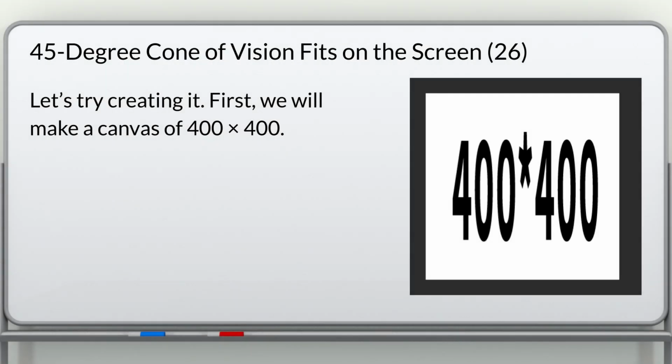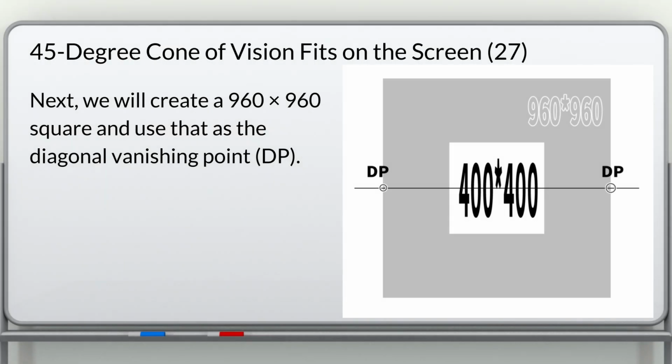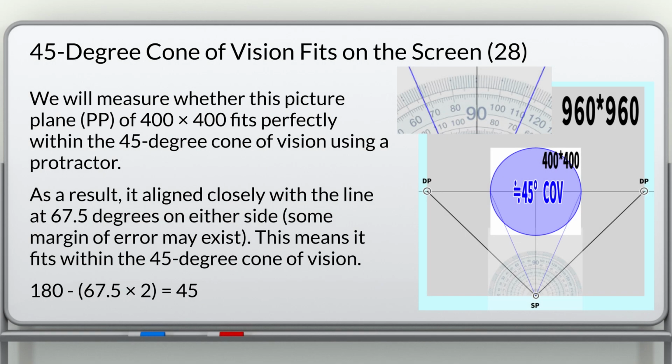Let's try creating it. First, we will make a canvas of 400 x 400. Next, we will create a 960 x 960 square and use that as the diagonal vanishing point. We will measure whether this picture plane of 400 x 400 fits perfectly within the 45-degree cone of vision using a protractor. As a result, it aligned closely with the line at 67.5 degrees on either side. This means it fits within the 45-degree cone of vision. 180 minus 67.5 times 2 equals 45.